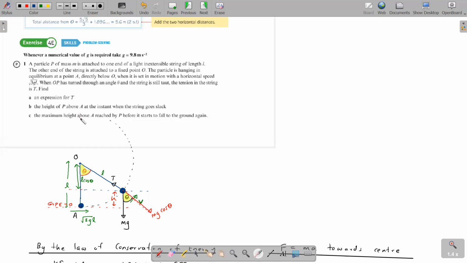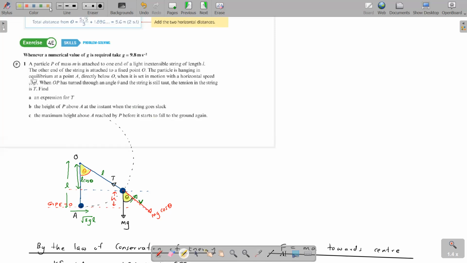Okay, so look at this. Now they say here, part B, find the height of P above A at the instant when the string goes slack. So guys, what are they trying to tell here? So over here now you can see when you give the root 3GL, the particle is moving, right? So the particle is moving in this particular path.